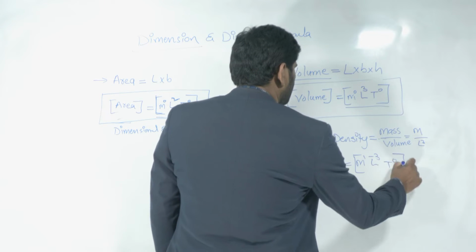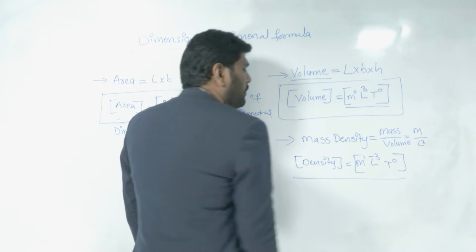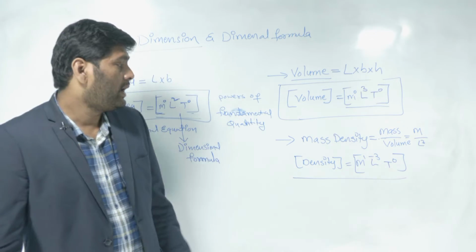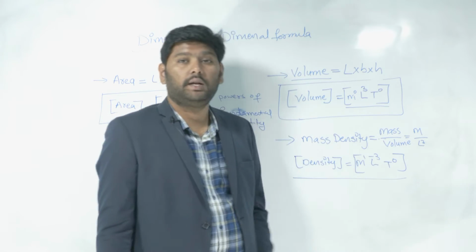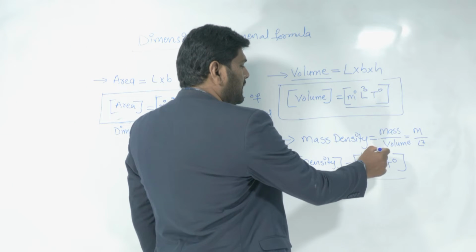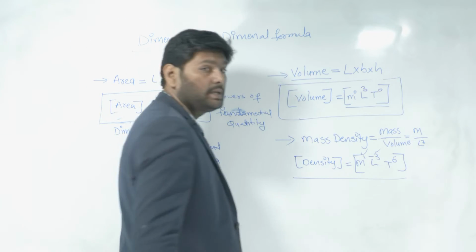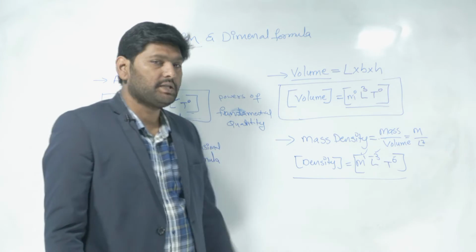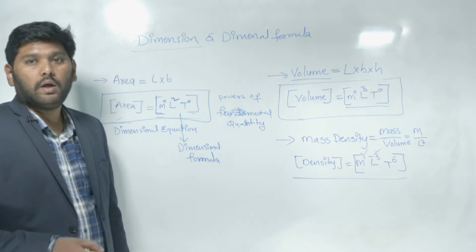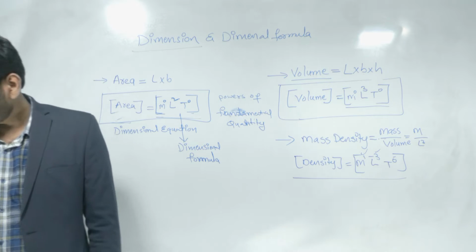So this is your total, what equation? Density dimensional equation, and this is representing the dimensional formula, and dimensions are what? 1, minus 3, 0. These are the dimensions for the density. So this is about your topic. I will give one more example here.